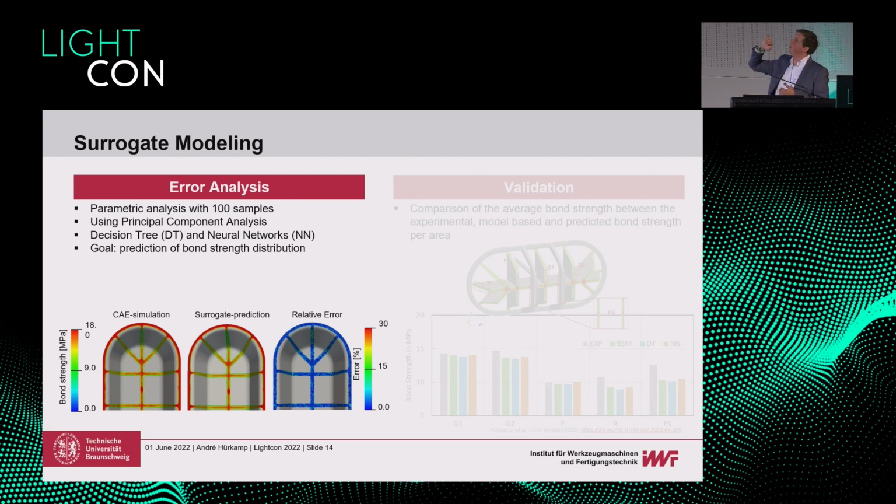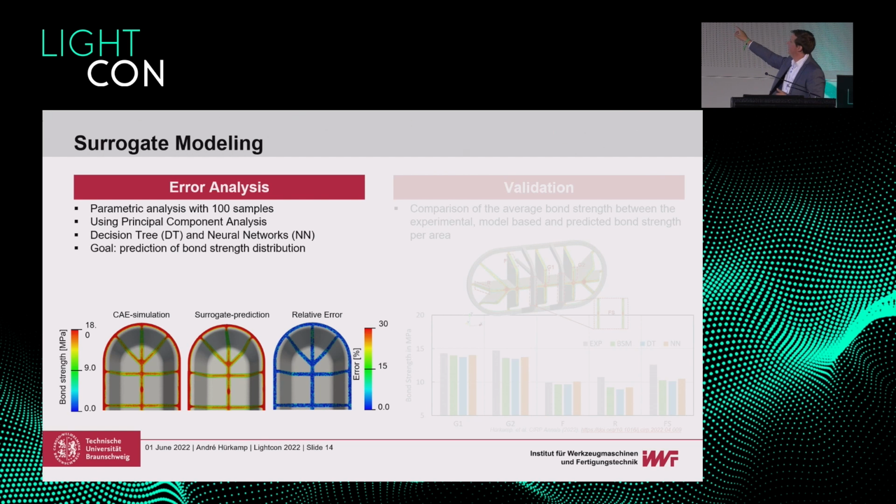And here, if we look at a surrogate modeling, we have a parametric analysis with 100 samples, so it's actually not so many simulations. We use the principal component analysis to reduce a little bit the number of degrees of freedom, and then we get a very good prediction. If you see the result from the CAE simulation and the surrogate prediction, it looks almost similar. And if you look at the relative error, we have areas where we have a very high relative error, but in average it's quite low.